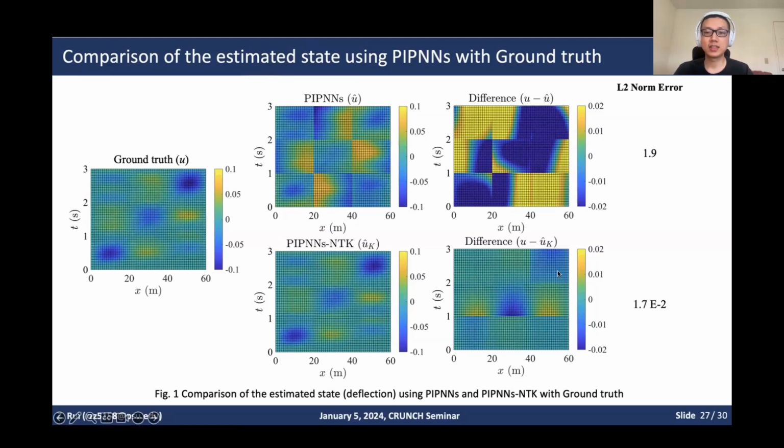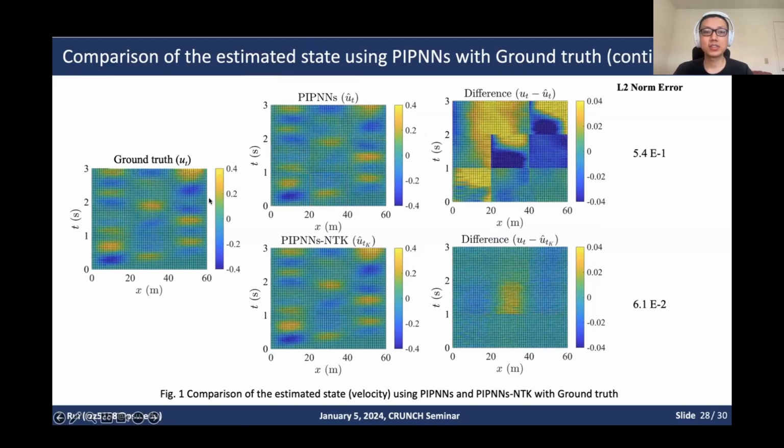We can find for the NTK, it is reduced significantly. And the next slide compares the velocity. So again, we can find the NTK methodology can reduce the training error, reduce the errors of the states.